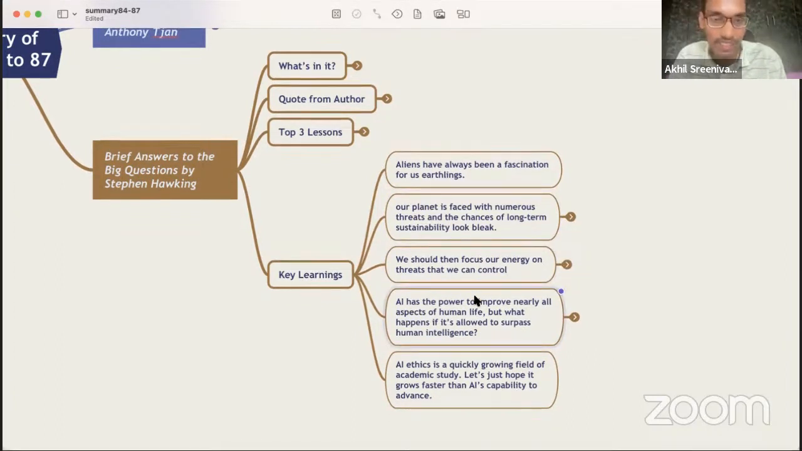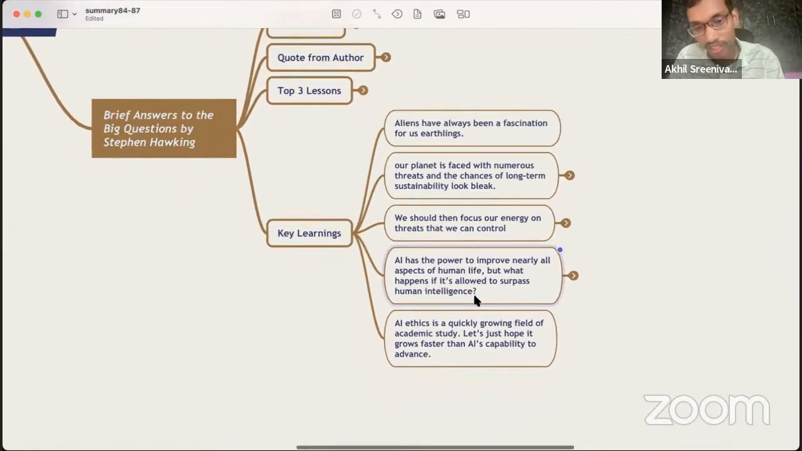And the most important lesson of this entire summary session comes here. AI has the power to improve nearly all aspects of human life. Remember that AI has the power to improve nearly all aspects of human life. If you don't know what AI is, it is nothing but artificial intelligence. You might have already heard about ChatGPT, and this ChatGPT is going to grow massively and affect all aspects of human life. Already it has started its revolution.